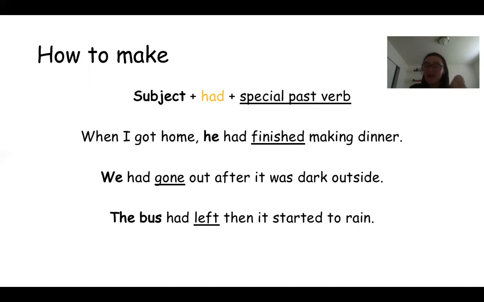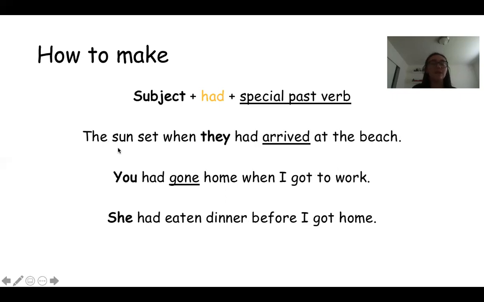Went is the past tense. But when we say gone, it just means the past tense of go. It's just a different way to say it, instead of saying went. The bus had left, then it started to rain. That's how we make it. The sun set when they had arrived at the beach.